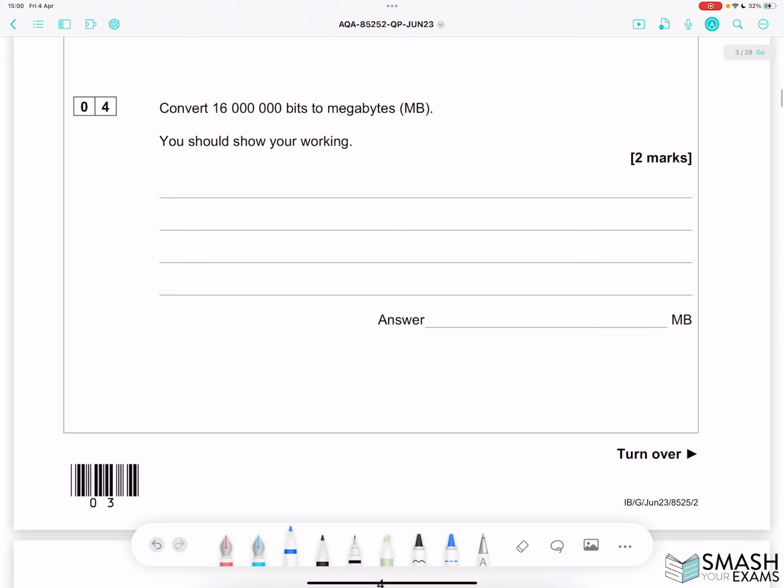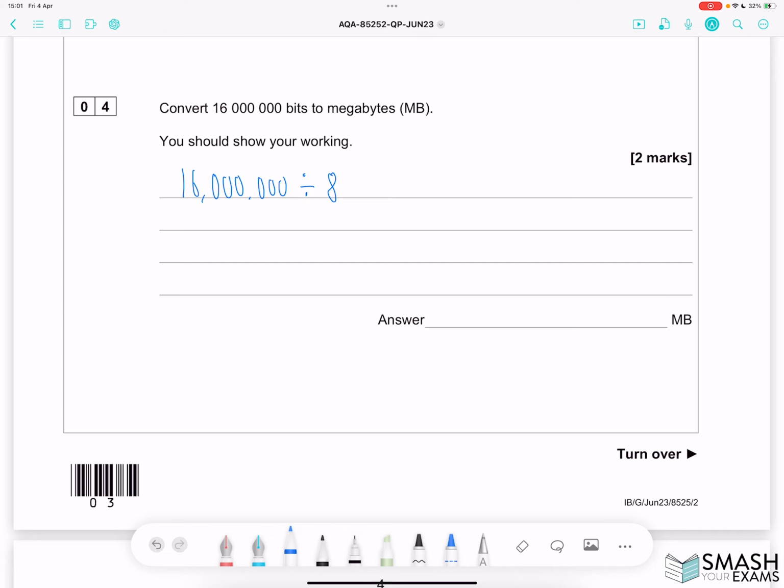Okay, next question. We're on to number 4 now. So we're going to see now if we can convert 16 million bits into megabytes. And it tells us we need to show our working out again. So for this one here, there's a couple of things we can do. Well, the first thing is if we're working in bits, we need to get it to bytes. So the first thing I could do is I could say, well, we've got 16 million. And I'm going to divide that by 8 because that takes me from bits to bytes. I'll make that a little bit neater for you. So we go from bits to bytes.